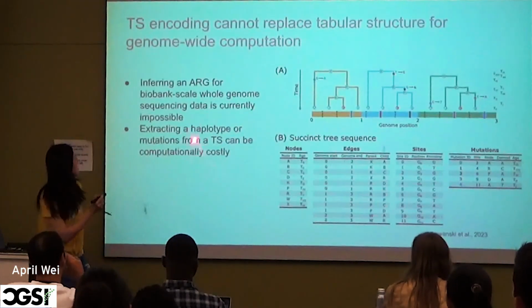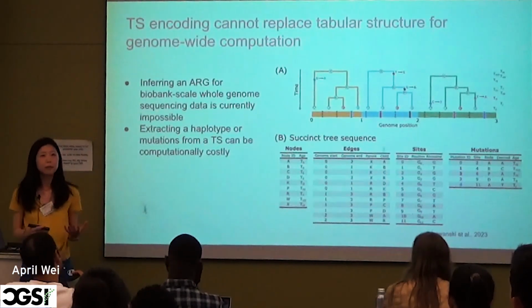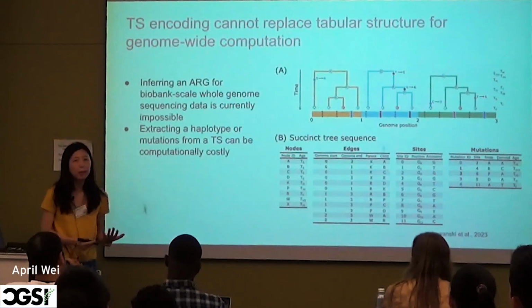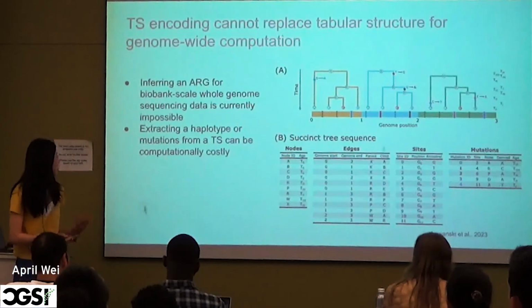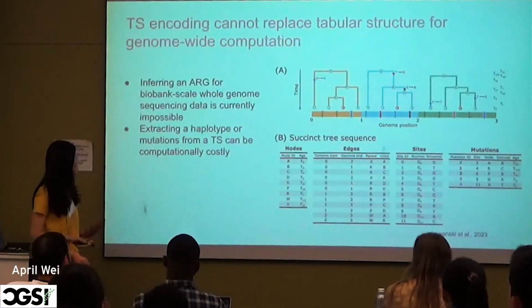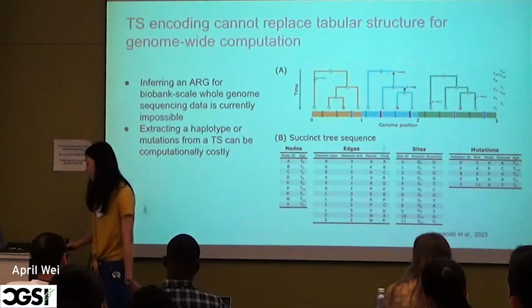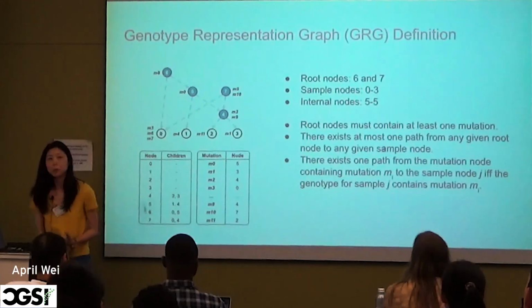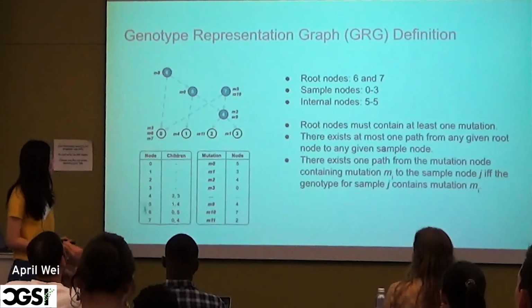And then, of course, the downside I mentioned is that ARG inference from DNA sequence data is actually a very difficult reverse problem. We currently do not have any method that allows us to infer biobank-scale whole genome ARGs, and extracting data is not exactly that easy. So with that, it motivates us to think about a slightly different way to represent this data, which we call the genotype representation graph.